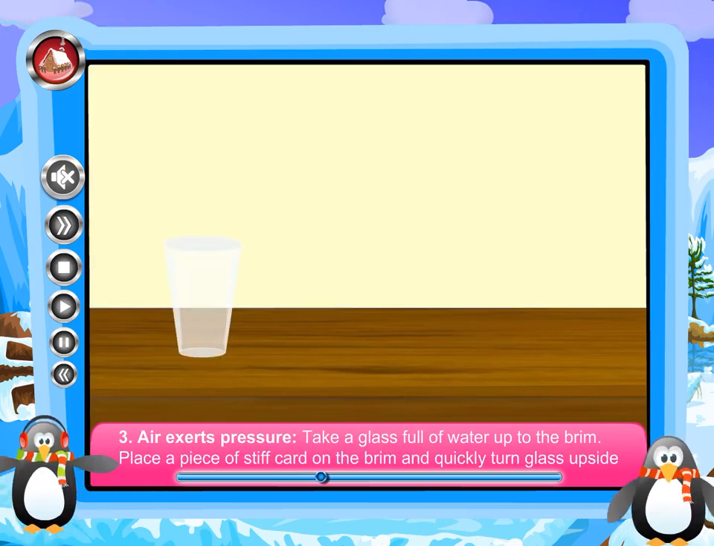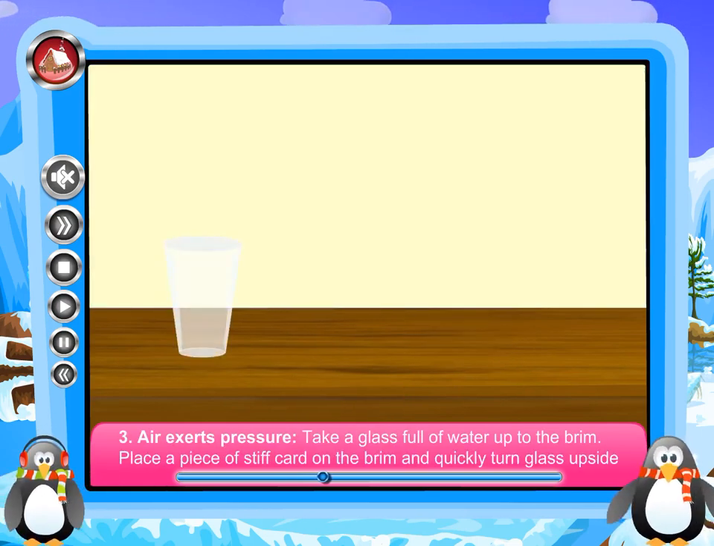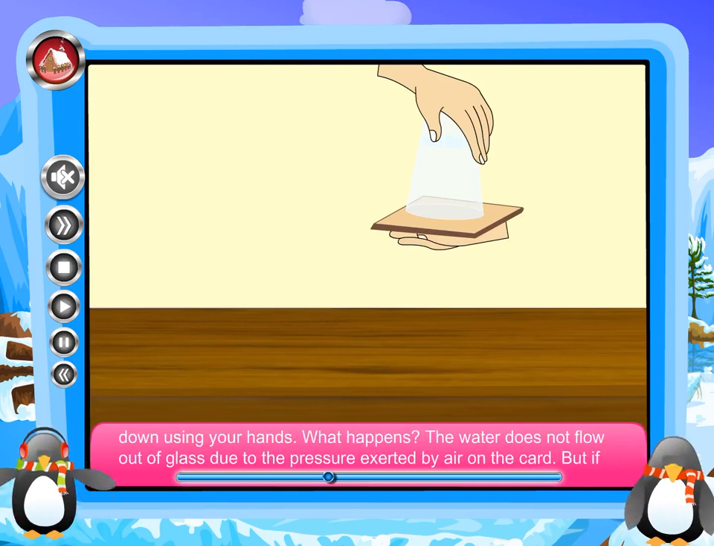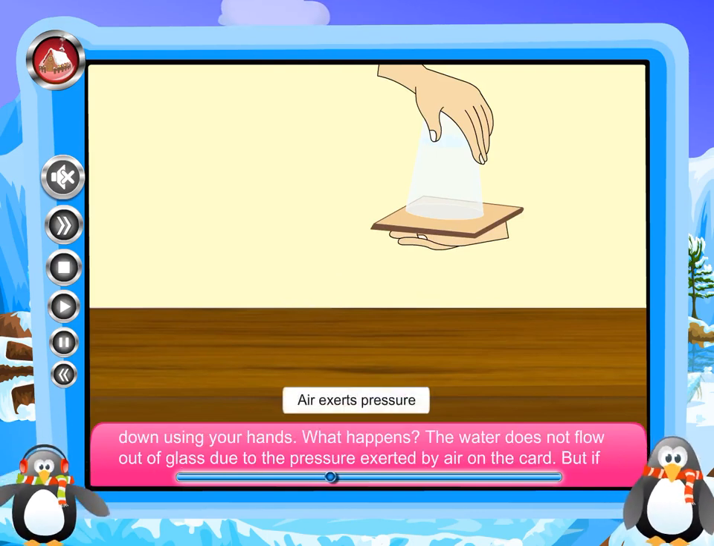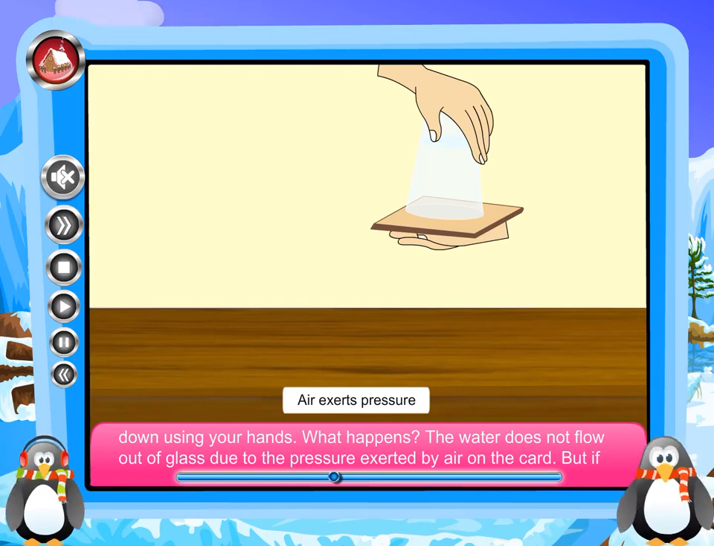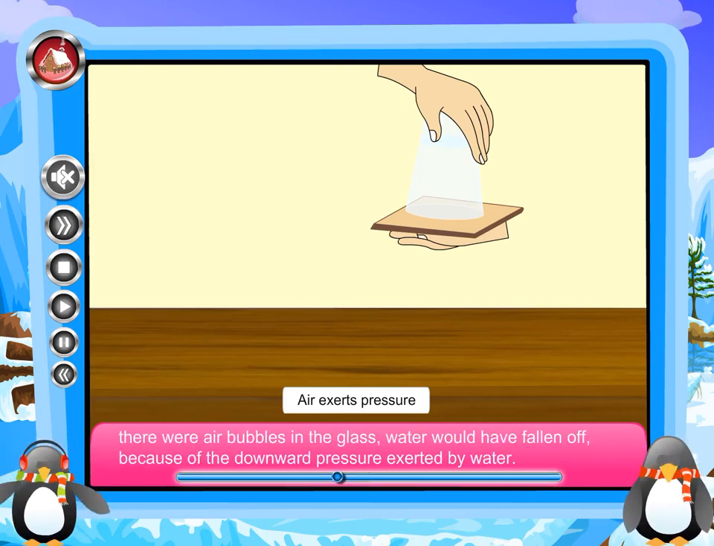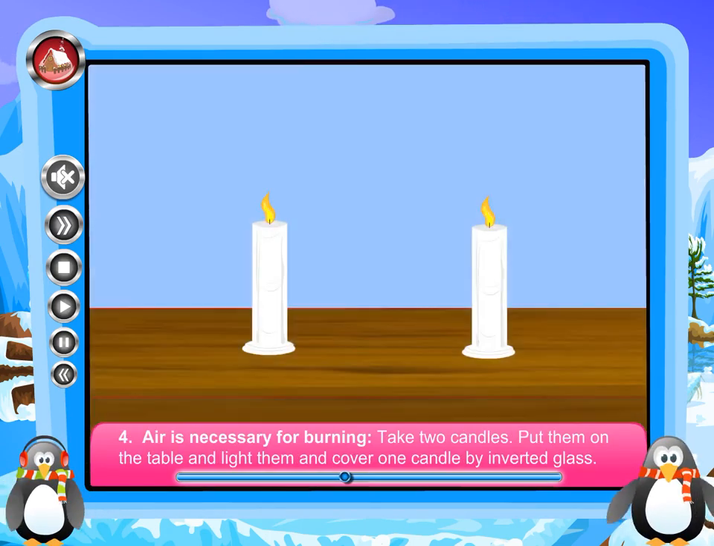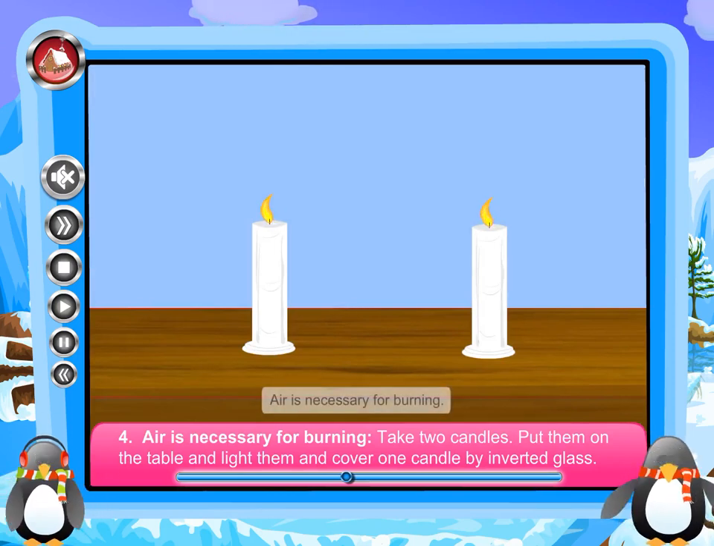Air exerts pressure. Take a glass full of water up to the brim. Place a piece of stiff card on the brim and quickly turn the glass upside down using your hands. What happens? The water does not flow out of the glass due to the pressure exerted by air on the card. But if there were air bubbles in the glass, water would have fallen off because of the downward pressure exerted by water.